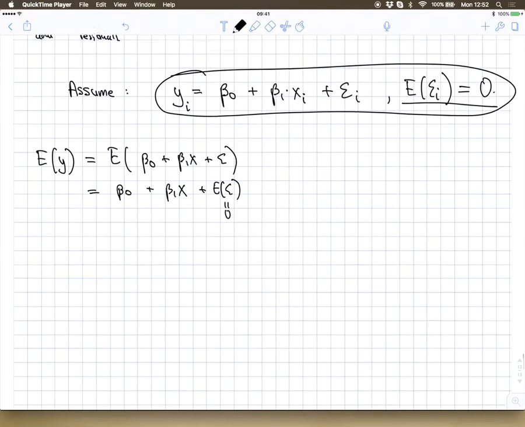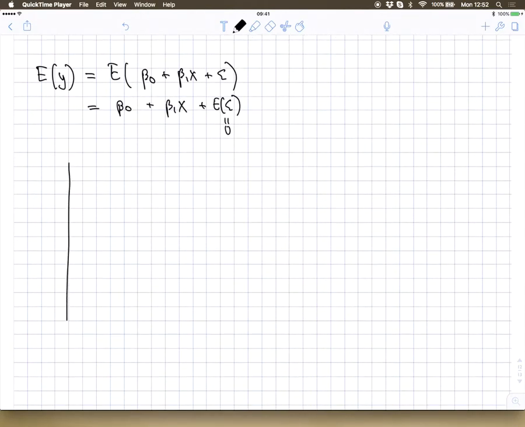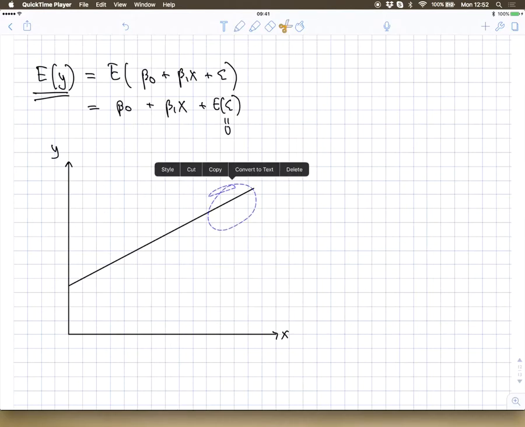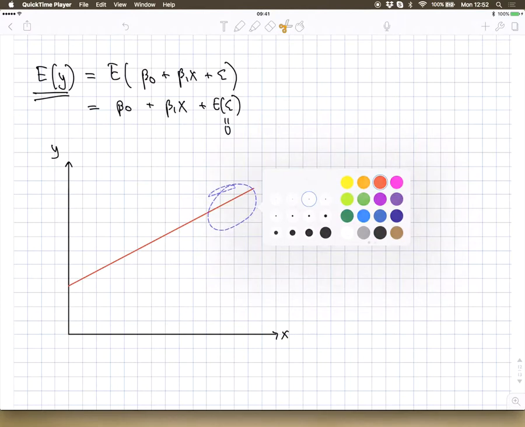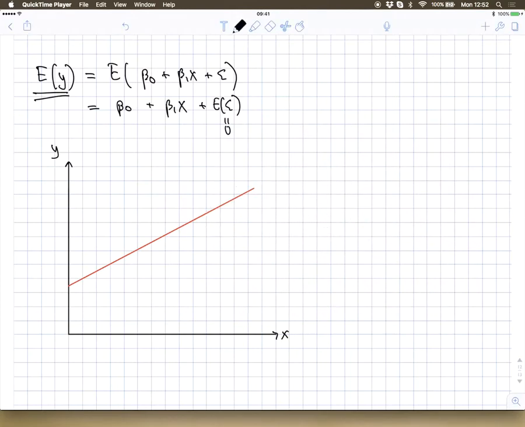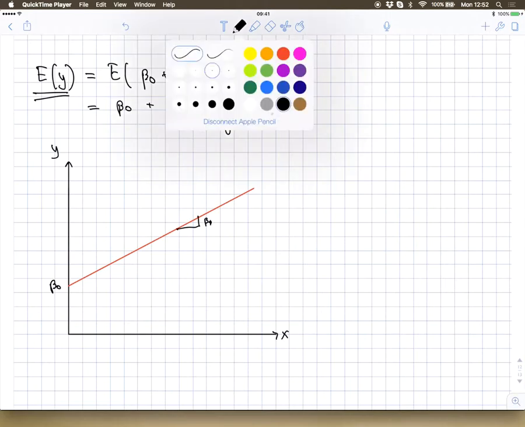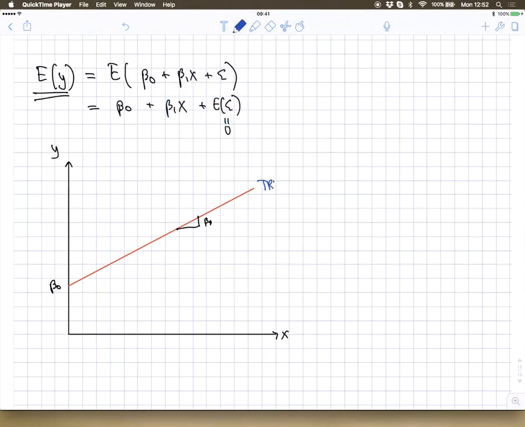Okay, so I could visualize this. I will never have this in my data, but I could visualize it. If I have x here and y here, I could visualize the expected value of y as being something like this, which I'm going to call the true line. It has an intercept of beta 0 and a slope of beta 1. And this I call the true line.